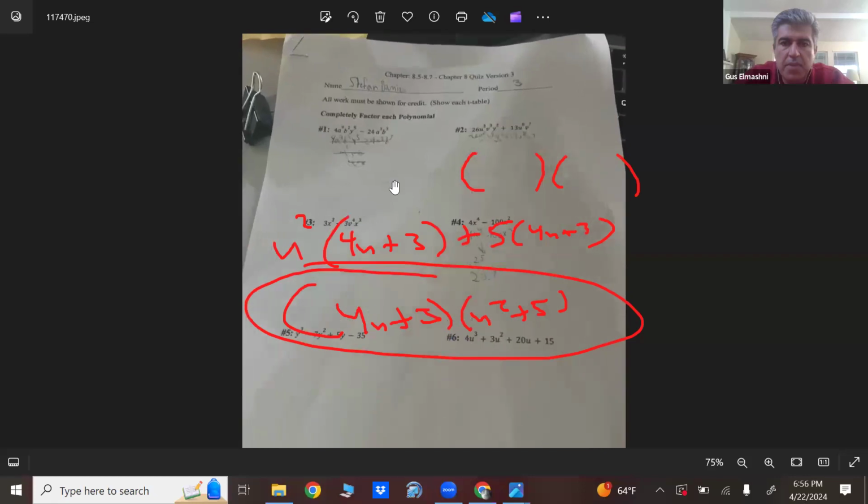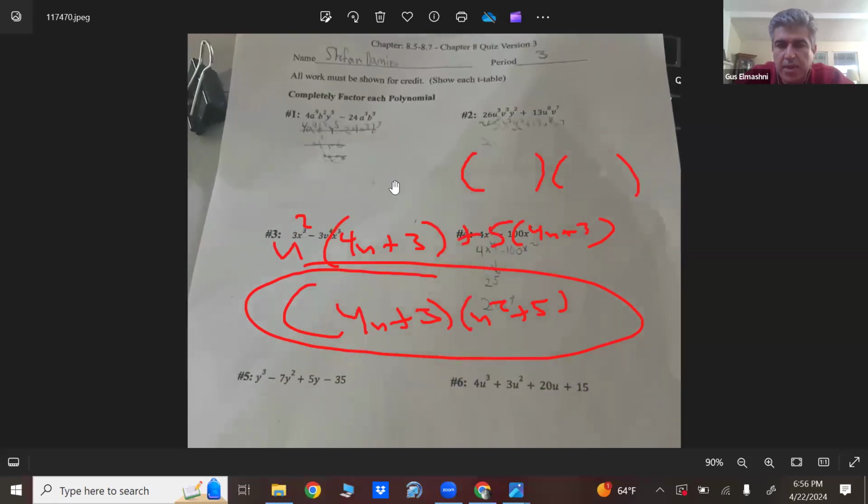And you do the same thing for problems 1 and 2: find the common factors and continue factoring afterwards. But I mean, you get the idea.